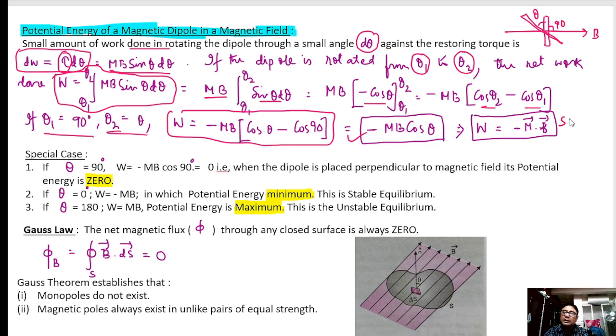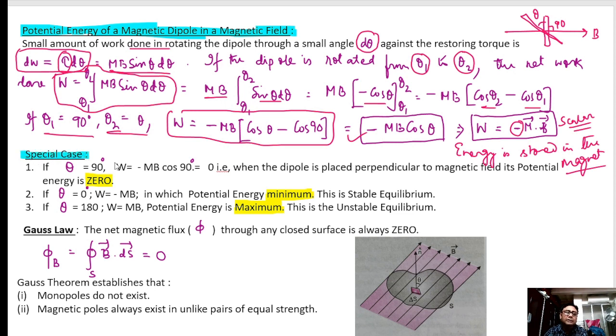So it is a scalar quantity, and the negative sign suggests that energy is stored in the magnet, because it's negative, energy stored. Next, come to special cases.